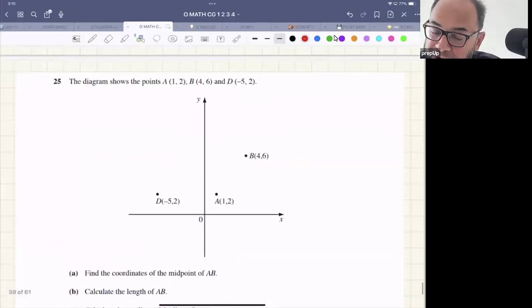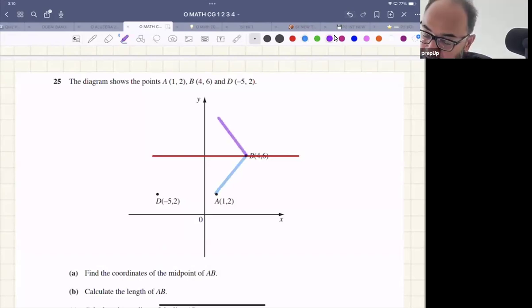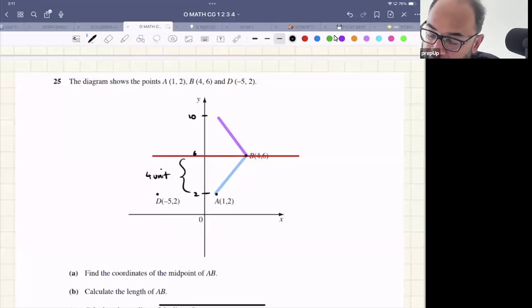If y is equals to 6 is the line of symmetry, the line is going like this. And over here, this thing is like this, approximately. And this is the line of symmetry. Not exactly drawn, but you're getting the idea what I'm trying to portray. This is y coordinate 2. This is y coordinate 6. Therefore, this should be y coordinate 6 plus 4 is 10. Why? Because this difference is 4 unit. Therefore, this difference should also be 4 unit.